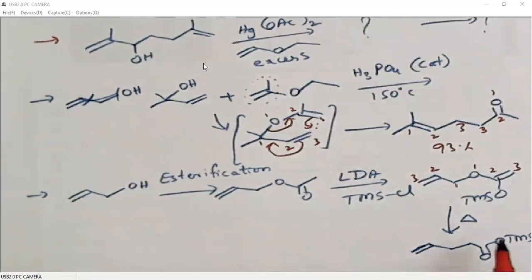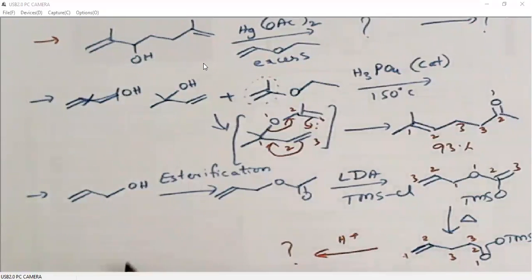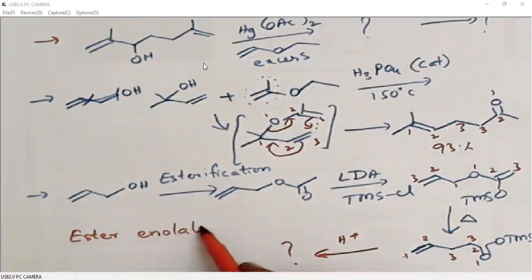I'll give the numbering oxygen 1, 2, 3, 1, 2, 3. So we are generating a bond between the 3 carbons. We are breaking the bond between the 1, 1 carbon. Now you see this is a TMS ester. This can be hydrolyzed to generate the carboxylic acid, right? Now we can also do cross esterification so that we will get an ester. This reaction is called ester enolate Claisen.